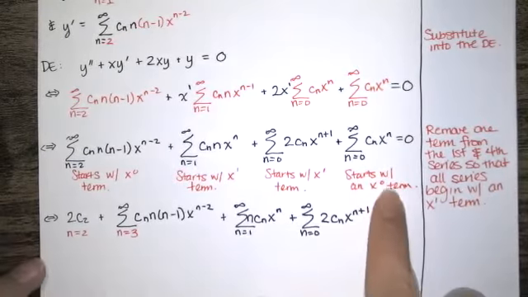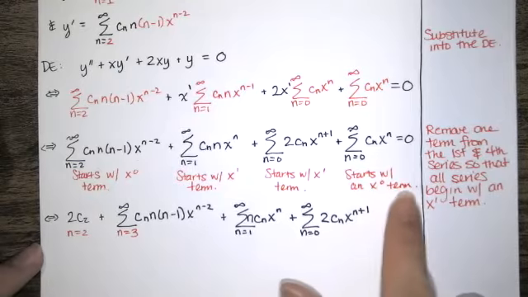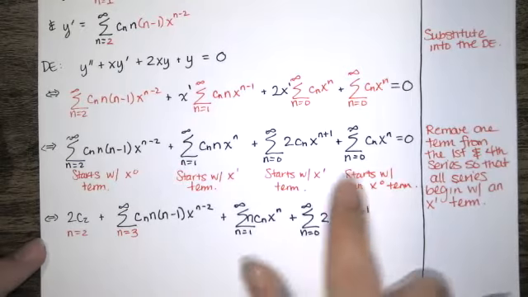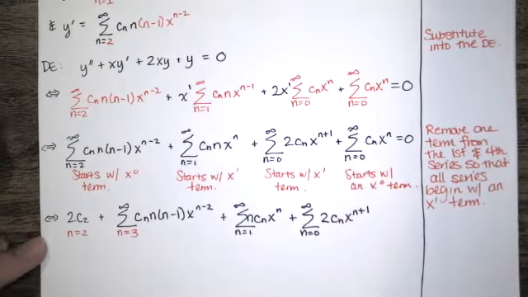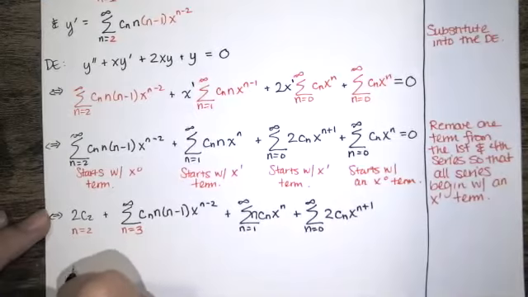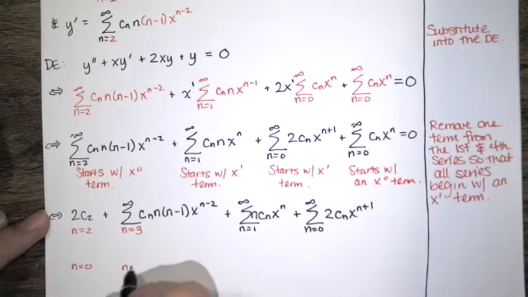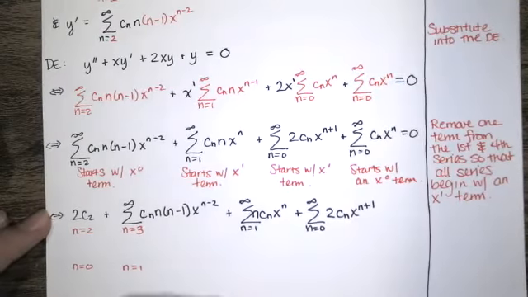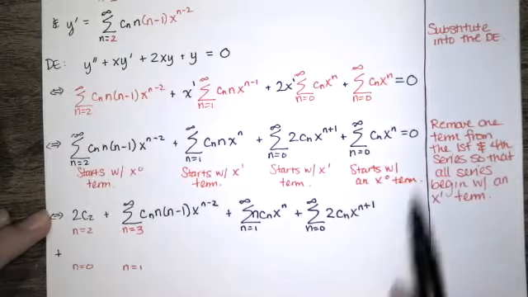And then this one does not start with the right term. It starts with the x to the 0 term. So we'll take out the n equals 0 term. And then the next term will be the x to the first term. So that's where our series will start.